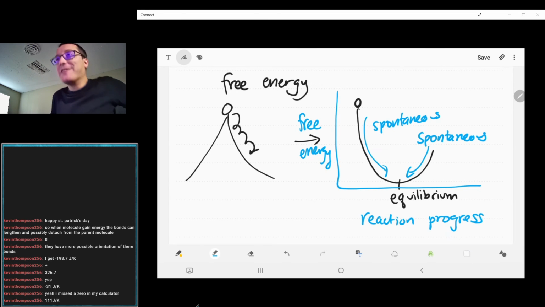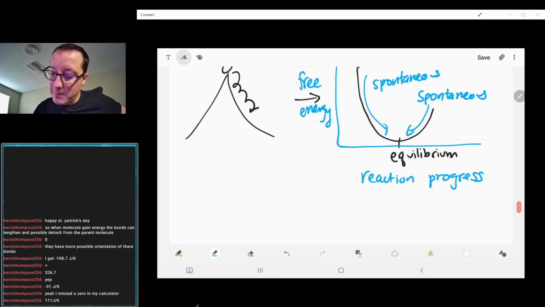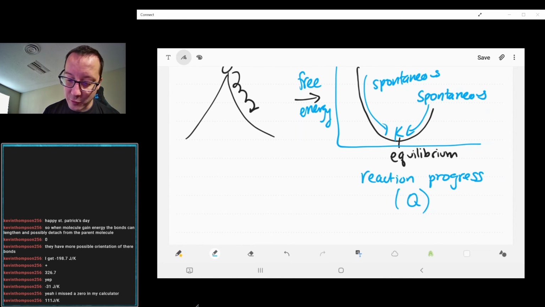Or it can be your kind of Q. We can think about it in terms of Q. So remember, as Q goes above K, that's this point, we end up going backwards. If Q is less than K, we end up going forwards. We kind of saw that sort of thing happening before, right?